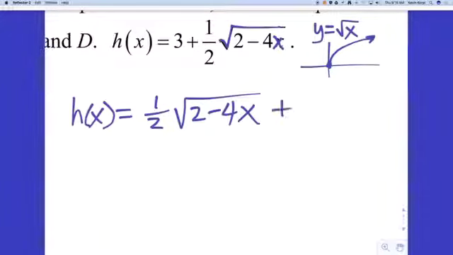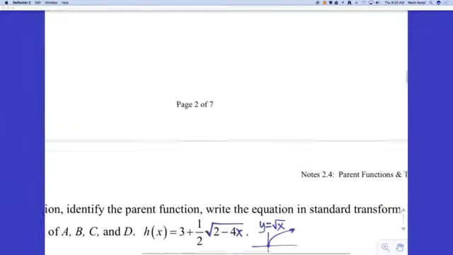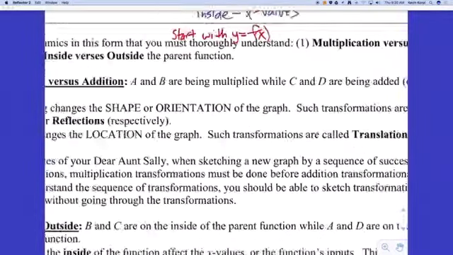So the first thing I'm going to do is just do that. I took care of my a and the d. The a is going to be 1/2, the d is going to be plus 3. Outside the radical, multiplied, added. If there's ever going to be a lot of work to do, it's going to be on the inside. Because on the inside of the function, here's what we need.